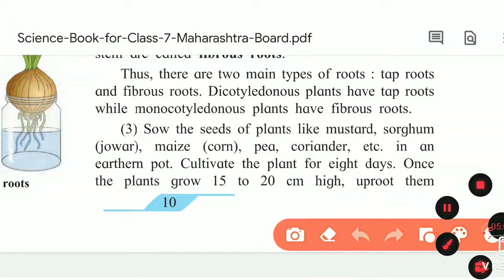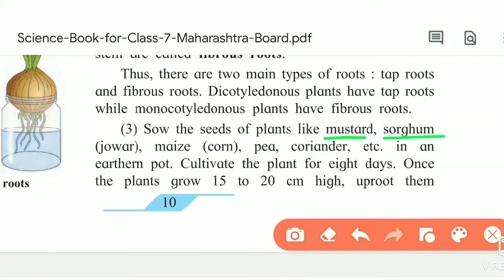For example, mustard seed is a dicotyledon, so it has taproot. Sorghum, our jawar, has fibrous roots. Maize also has fibrous roots. Pea, the pea beans, is also a dicotyledonous plant, so its root is taproot. Coriander's root is also taproot. If your mother is taking coriander at home, just observe its roots, you will understand it is a taproot.